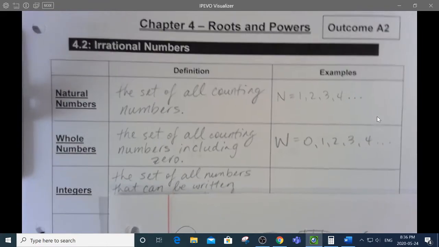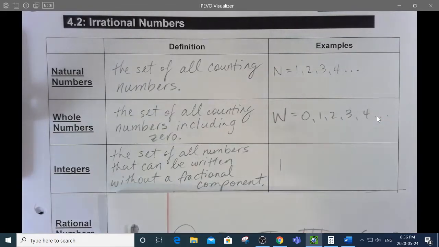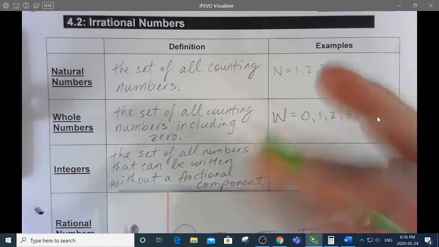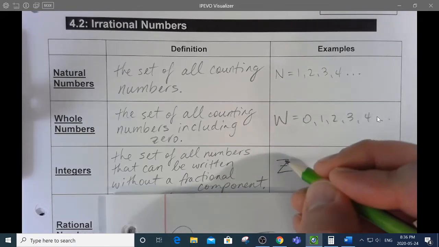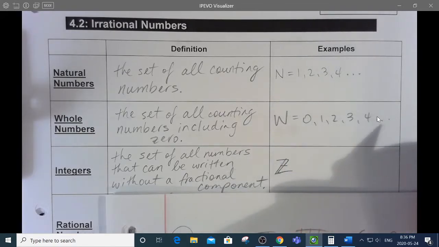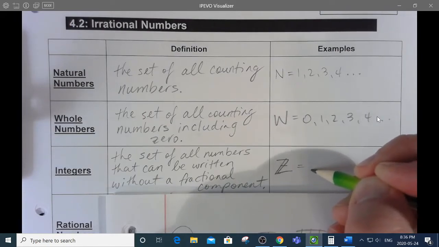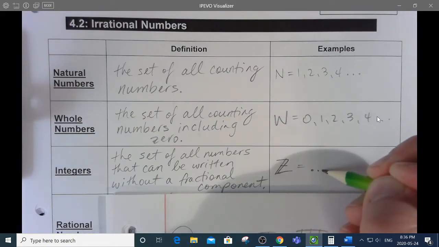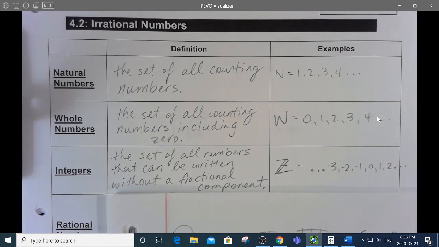Integers is defined as the set of all numbers that can be written without a fractional component. And the actual symbol for it is a capital Z, and sometimes people put an extra line through it like that. That tells you right away that it is the set of all numbers that we call integers. It's the first set that goes forever in both directions. So ... from this direction, -3, -2, -1, 0, 1, 2, ... right? It goes forever positive and forever negative.